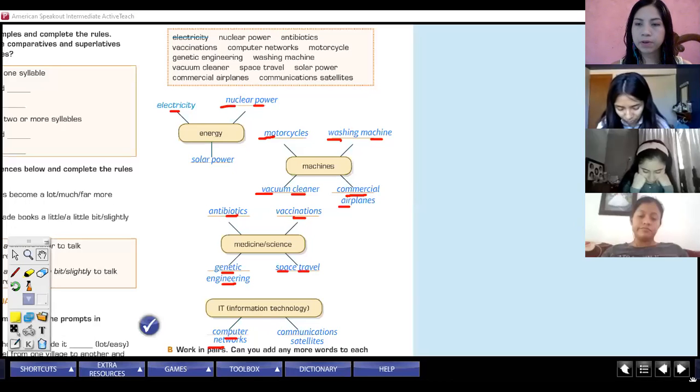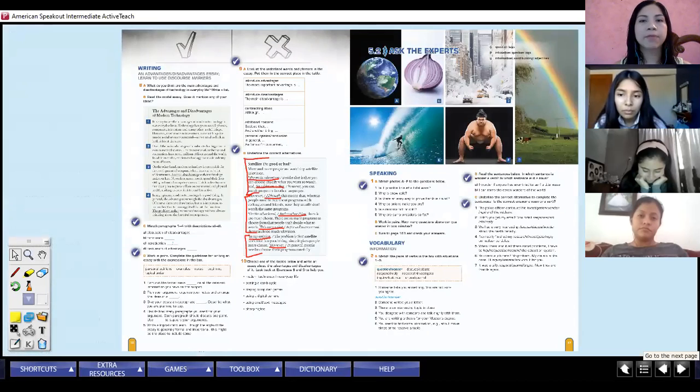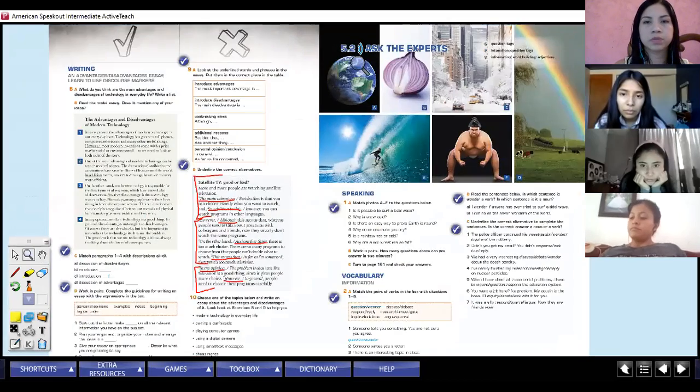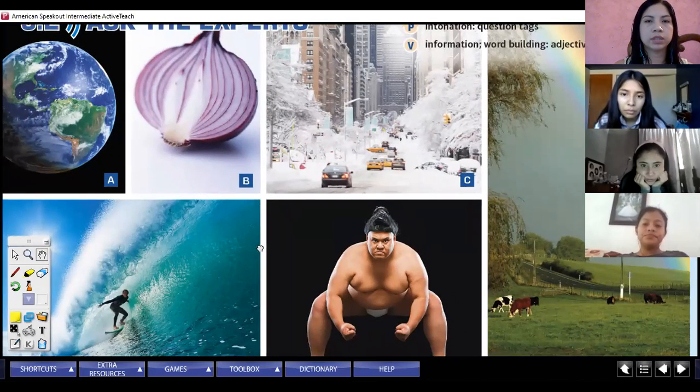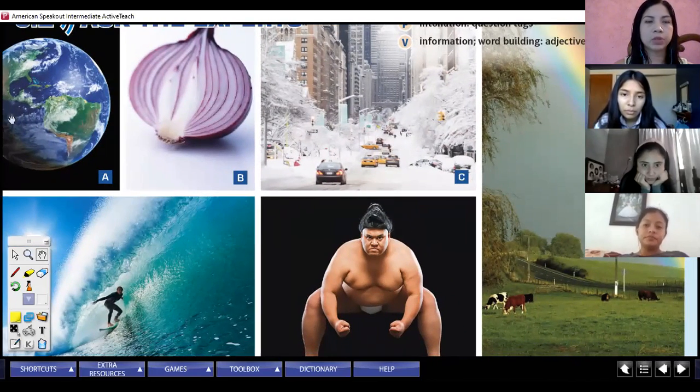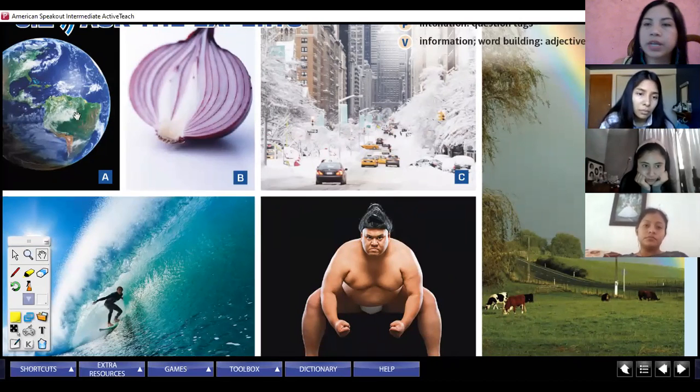For the next lesson, lesson 2, we're going to have vocabulary about information. How can we get information from different sources? Please look at the pictures. Good. Can you tell me what is in picture A? What is in picture A?